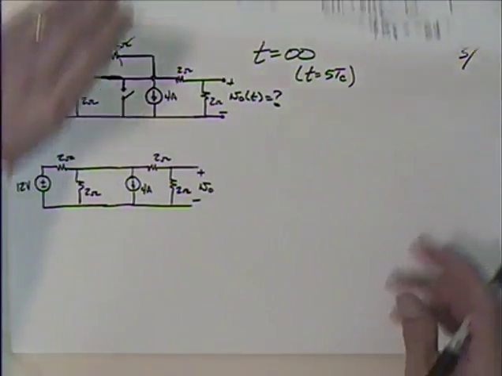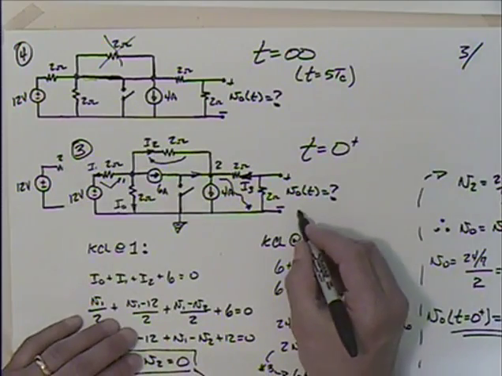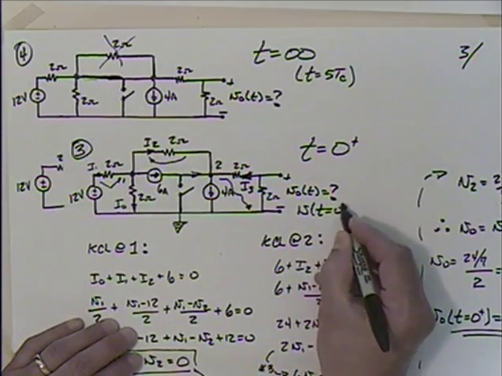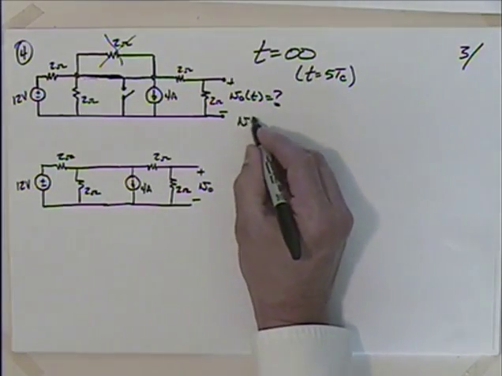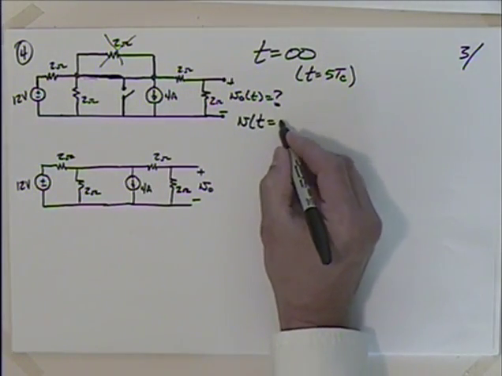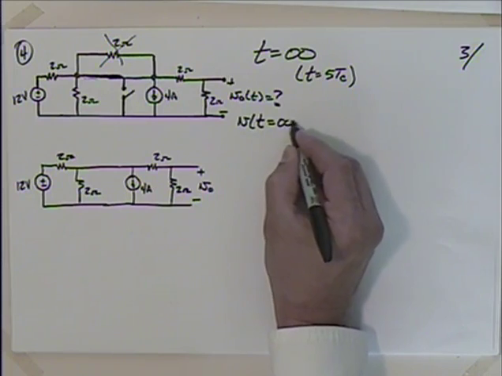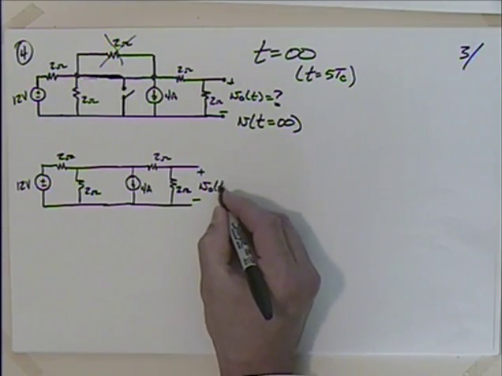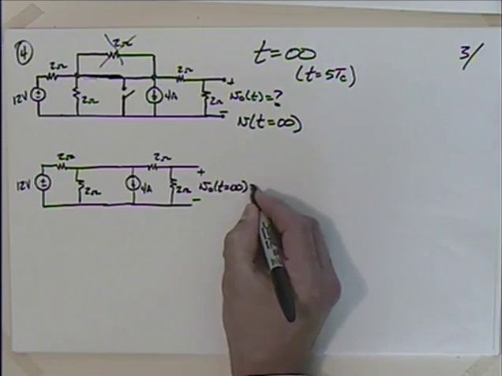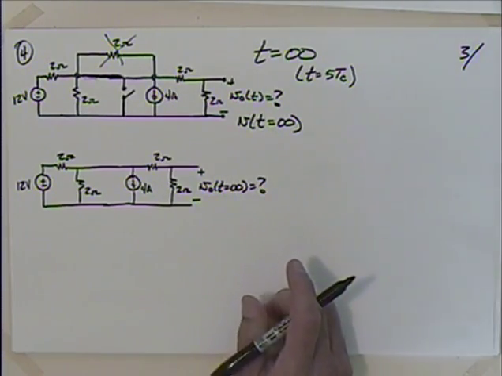Well, back here on this one, we were looking for V at t equals 0. Here, we're looking for what? V at t equals infinity. Okay, so we've got V at t equals infinity. So how can I do that?